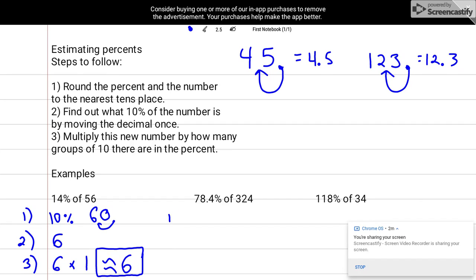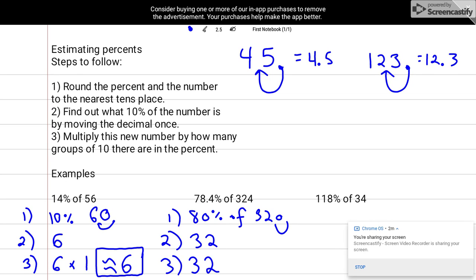So our first step, we have to round a few things. 78.4%, that is very close to 80, so I'm going to round that to 80%. Of 324 is close to 320. The second step, find 10% of that number. Move my decimal over once, and I get an answer of 32. My last step, I'm going to multiply 32 by some number. So 80% has 8 groups of 10 in it. So I'm really just multiplying by that first number there, that 8.